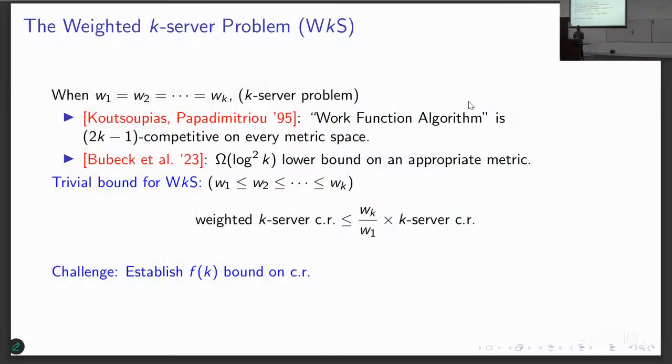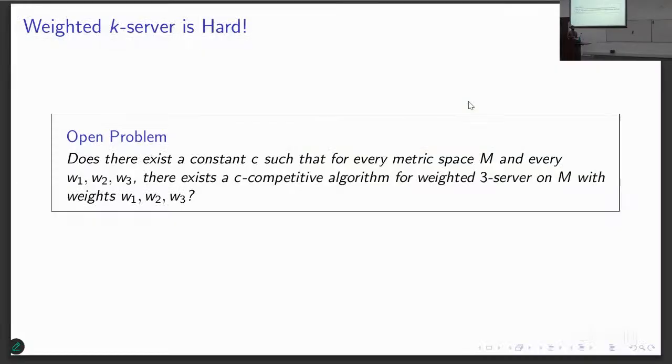So the challenge is to get a competitive ratio that just depends on k, which is the number of servers, and that is independent of the metric space and the weights of the servers. It turns out that weighted k-server is a very hard problem, and even for 2 servers it's very hard. For 3 servers, it's an open problem to get a c-competitive algorithm for any c on any metric space. And yeah, this is still an open problem.